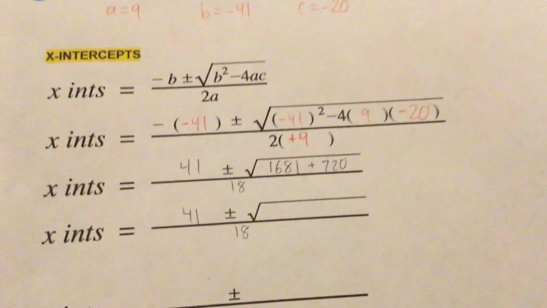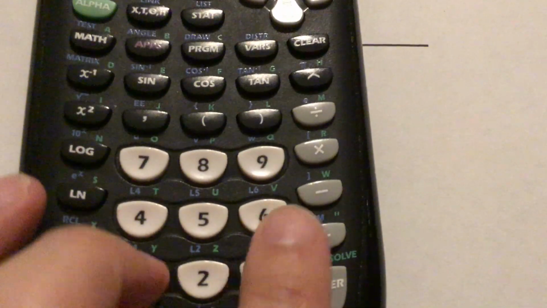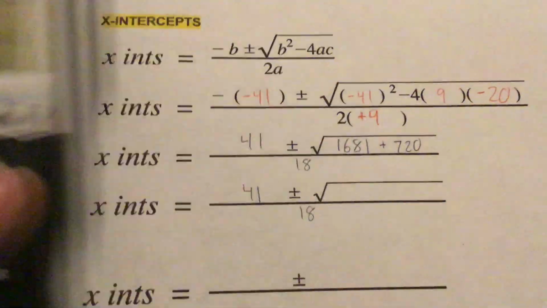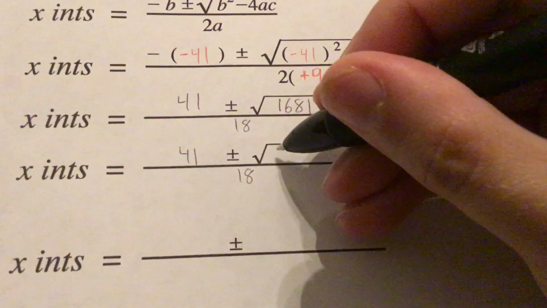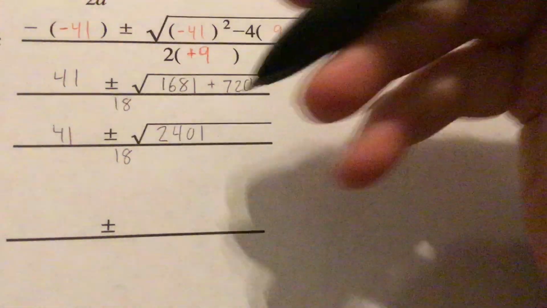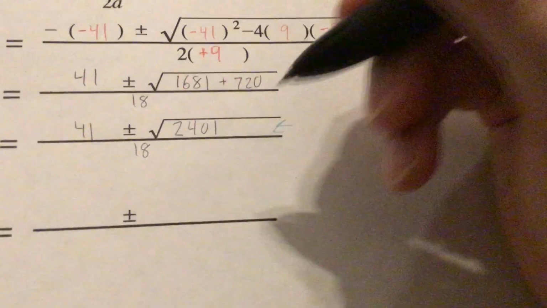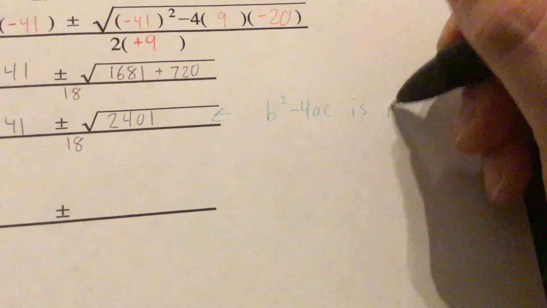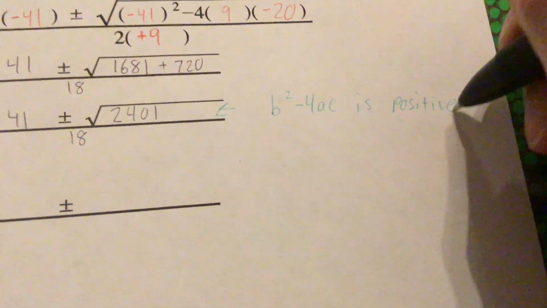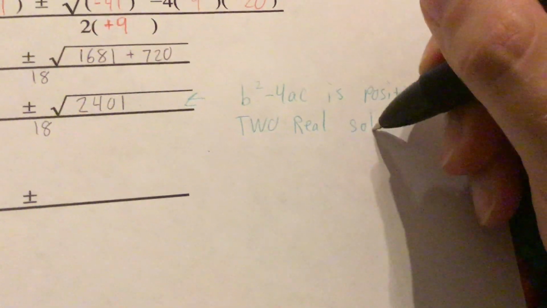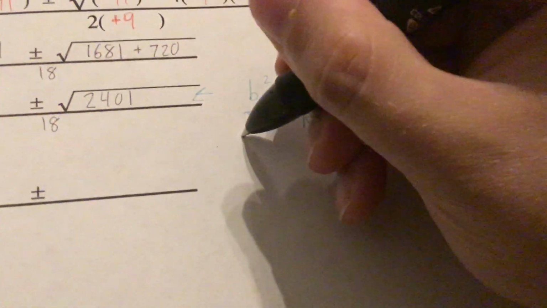Now I'm going to add 1,681 plus 720, and I'm going to get 2,401. So now, okay, once again, we've got the discriminant. I like the discriminant because it's positive. So because b squared minus 4ac is positive, what that means is that there are two real solutions. So there's going to be an x1 and an x2.